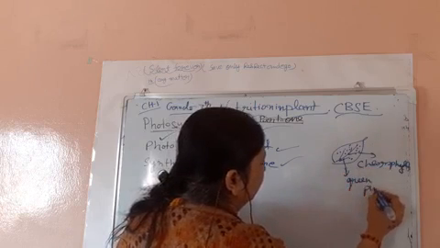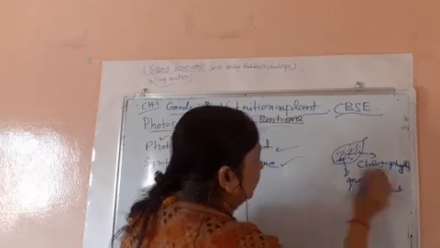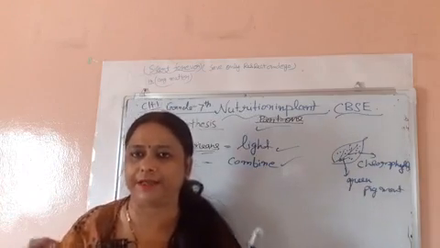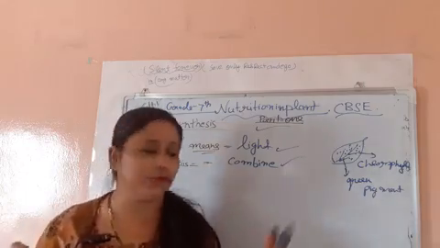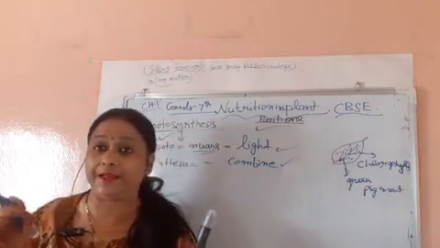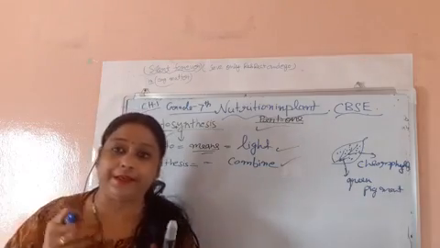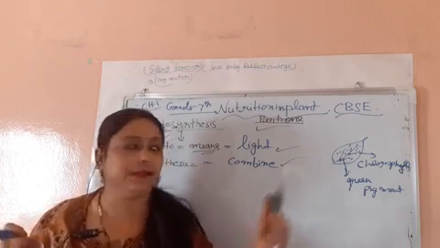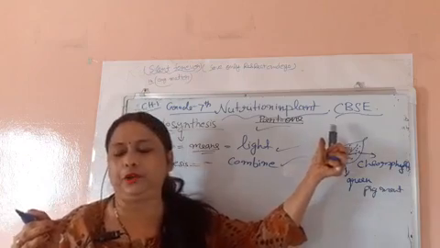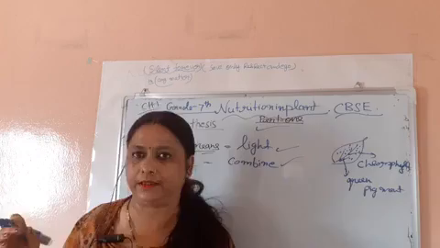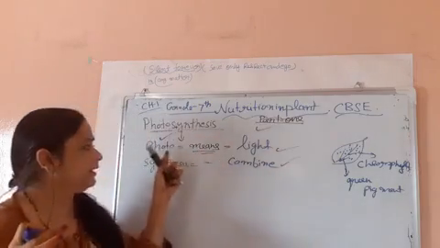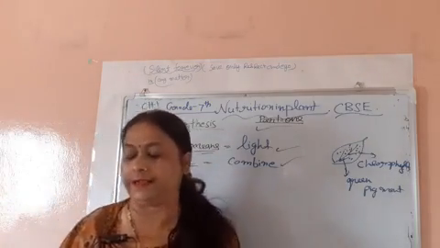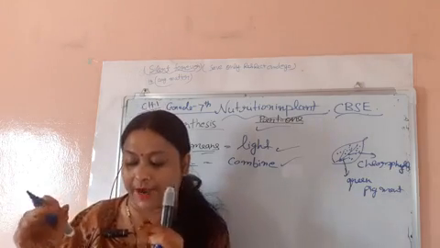This green pigment helps the plant absorb, or we can say capture, the sunlight. So this green pigment is very necessary, and chlorophyll plays a very important role during photosynthesis. Let's revise: photo means light and synthesis means combine.